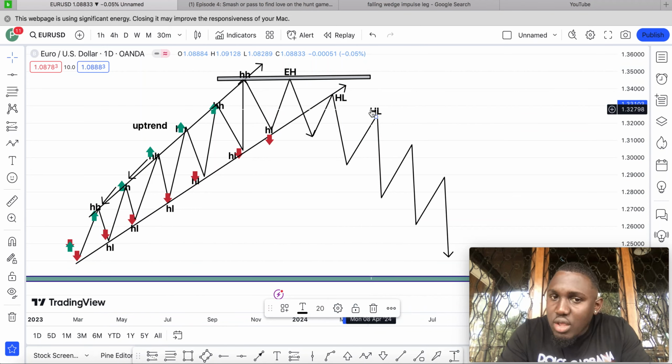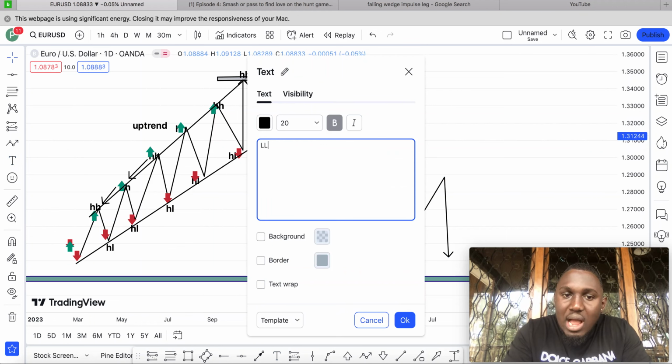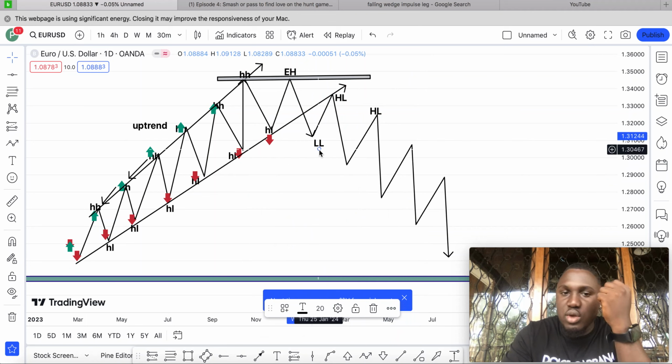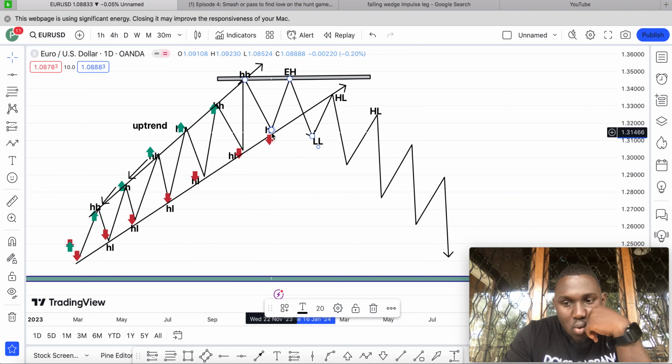Why is it called a higher low? Because this high is higher than this one. Now, how do you call these lows? It's very simple. We come here, we click on this, and write lower low. Alright, why is it called a lower low? You're probably asking yourself, why is it not called a higher low? It's because this low here is lower than this low. Have you seen? It's now lower than this previous low here.